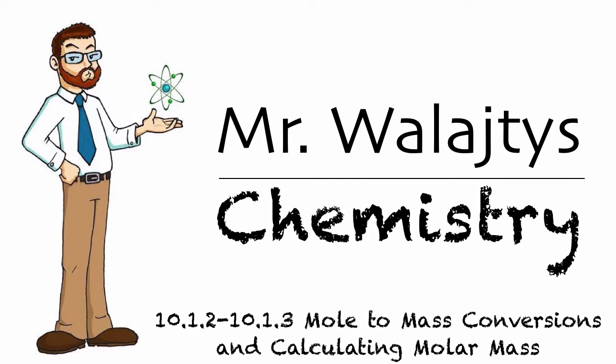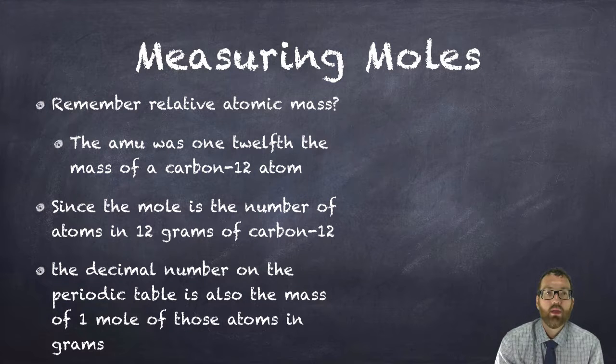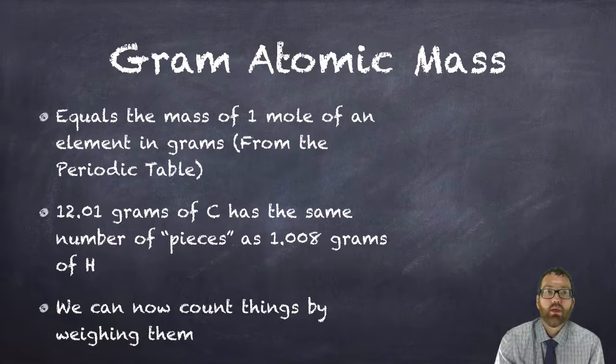In this video, we're going to talk about mole to mass conversions and also how to calculate molar mass. So remember relative atomic mass we talked about back in chapter 4? The AMU, or the atomic mass unit, was 1/12 the mass of a carbon-12 atom. But since the mole is the number of atoms in 12 grams of carbon-12, the decimal numbers on the periodic table are also the mass of 1 mole of the atoms in grams. So the gram atomic mass equals the mass of 1 mole of an element in grams off the periodic table.